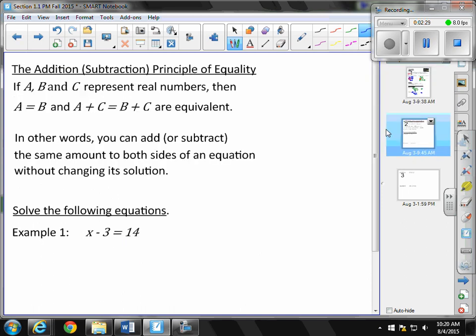The addition principle of equality says that if a, b, and c represent real numbers, then a equals b and a plus c equals b plus c are equivalent. In other words, you can add the same amount to both sides of the equation without changing its solution set. Now, I've put here you can add or subtract the same amount from both sides. Okay, addition and subtraction go together here. I'm going to do a couple of examples.